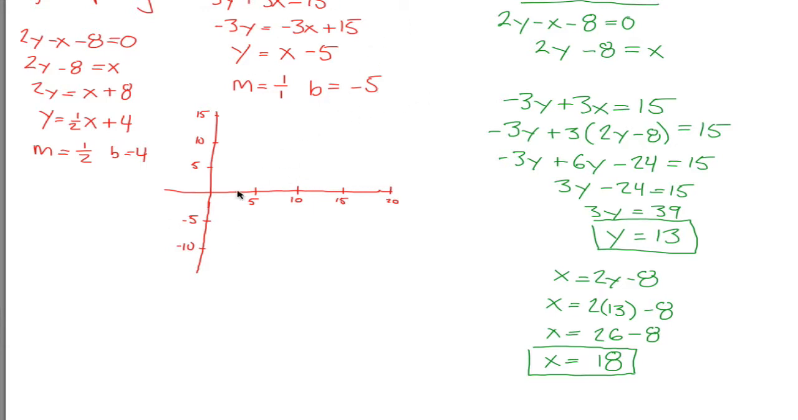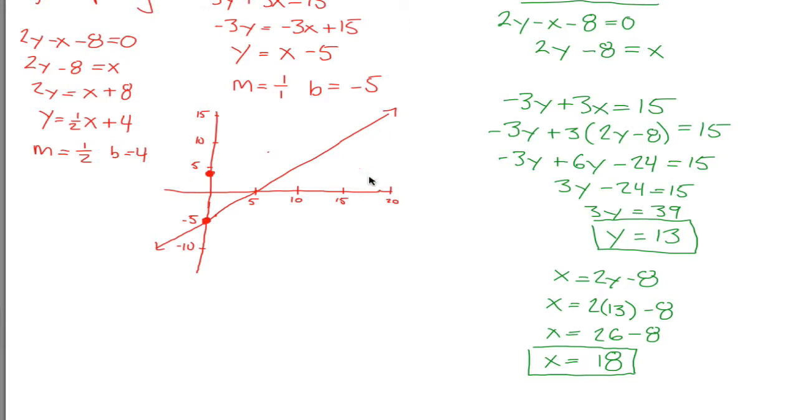So this first line has a y-intercept at -5, so this point right here is on the graph. Then it goes up 1 over 1, up 1 over 1, up 1 over 1. If you continue in that fashion, you get a line that looks something like that-ish. And then our other line, our y-intercept is at 4, so somewhere in there. And then it goes up 1 over 2, up 1 over 2, up 1 over 2. So I get these lines that look like this.